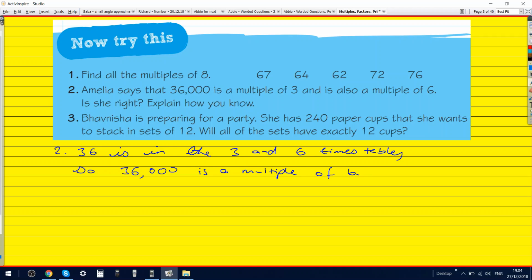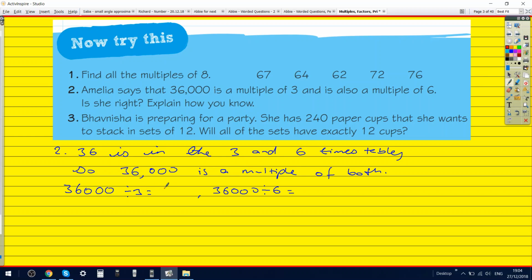Another way to do it is to do 36,000 divided by 3, and then 36,000 divided by 6. And if you get a whole number for both of them, then they're both in that times table. So this one is 12 and then 3 zeros, and this one is 6 and then 3 zeros. And so because they both give you whole numbers, they're both multiples. How about question 3?